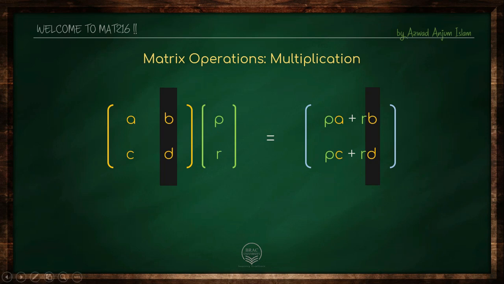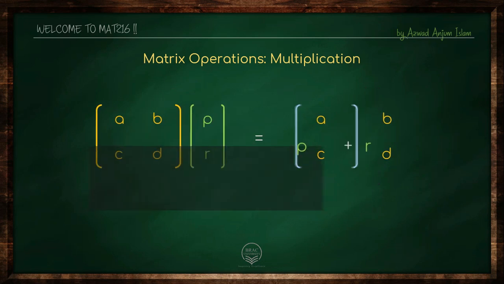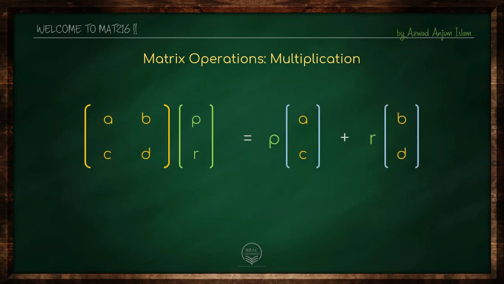So we can actually rewrite this in this way, that we are going to multiply the first column. The first column is essentially a vector, right? This is a 2x1 vector. So we are going to multiply this column P times and this column R times. And if I add them, the result is going to be the same result as this multiplication right here.